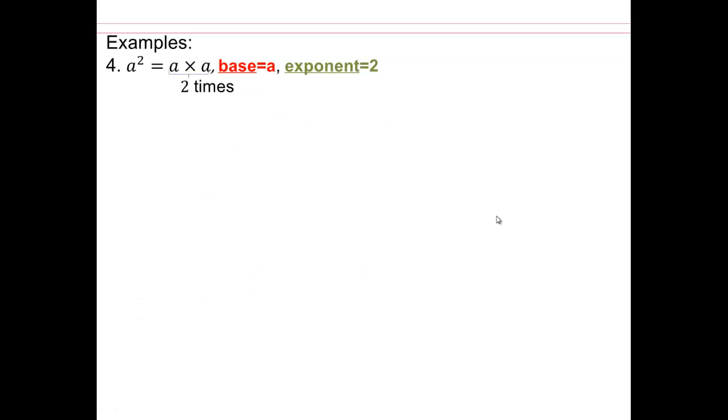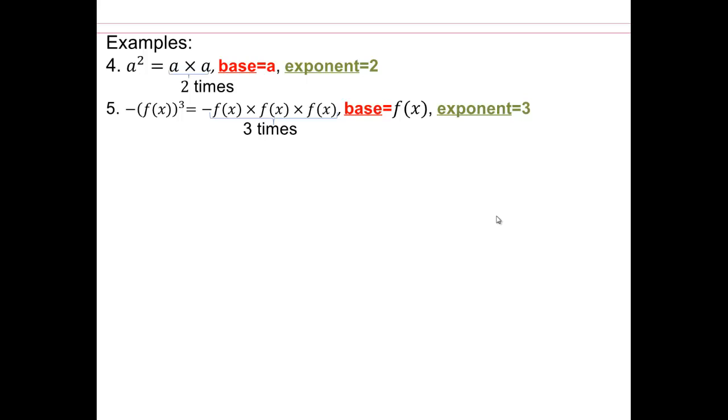All right, so right now, let's take a look at a squared. So a is the base, 2 is the exponent, so a times a. Even if you don't know what functions are or what f of x stands for, it doesn't matter. What we're trying to make sure is that you understand what's the base, what's the exponent, and what it represents. So negative of f of x to the third power. So negative of whatever quantity to the third power means that quantity multiplied 3 times, but the negative stays on the outside.